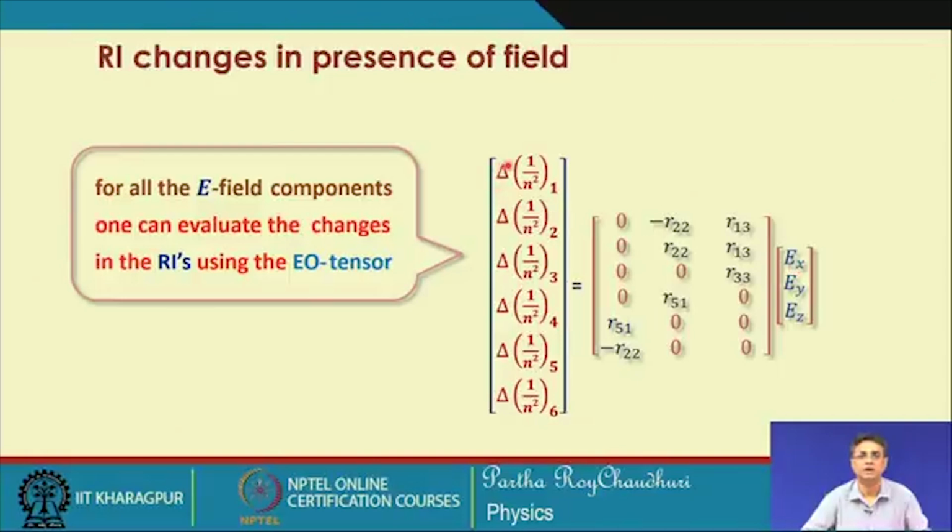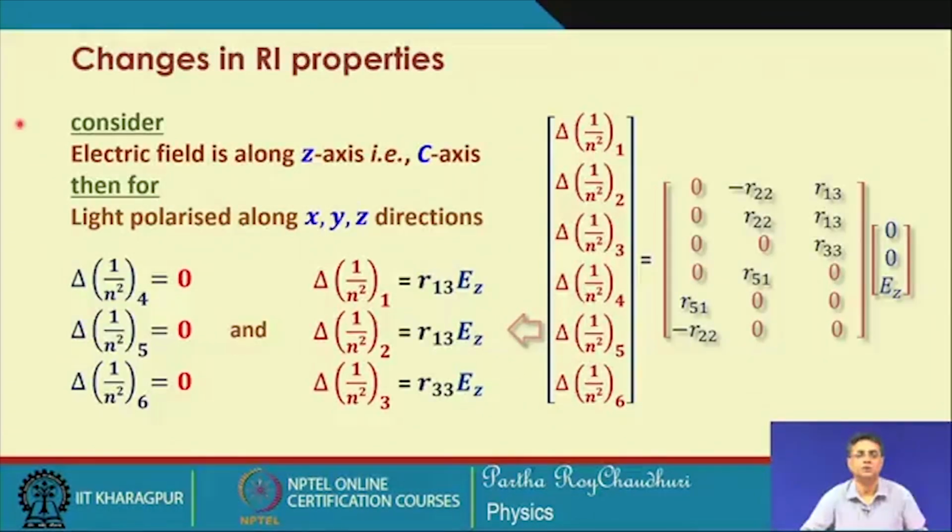Then these are the left hand side, which is actually a contracted notation of a 3 by 3 matrix. So, this corresponds to this. So, E x, E y and E z will be multiplied to get this delta of 1 by n square 1, 2, 3 and so on. Okay. So, now let us consider a very useful and very practical case.